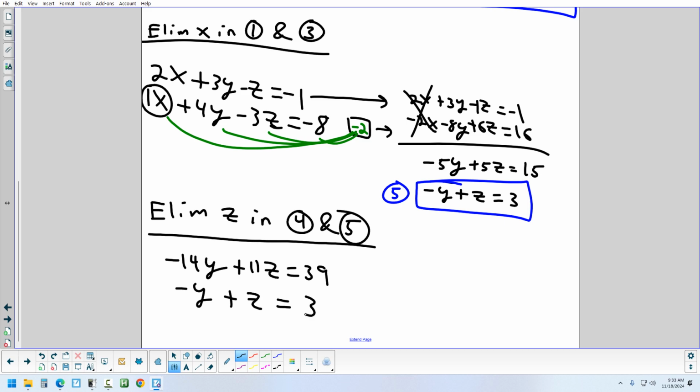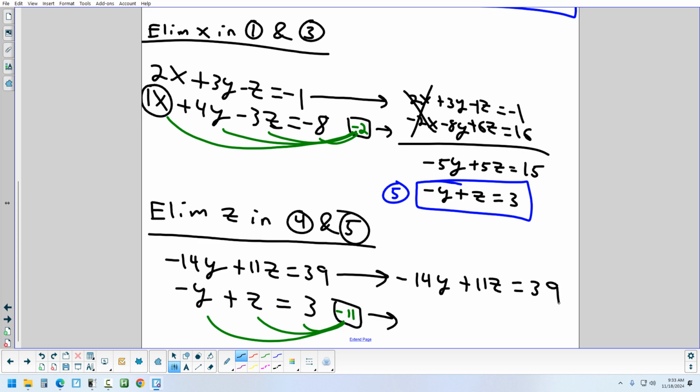So to make the z's cancel, which equation is going to have to get multiplied? The bottom one. And what are we going to multiply the bottom one by? Negative 11. Perfect. What's going to happen to the top? Stays the same. There's always going to be one that stays the same. It gets kind of hard when you're doing 3 variables if you have to start multiplying both. So I'm going to try to always set them up so you don't have to do that. Okay, so negative 14y plus 11z equals 39.